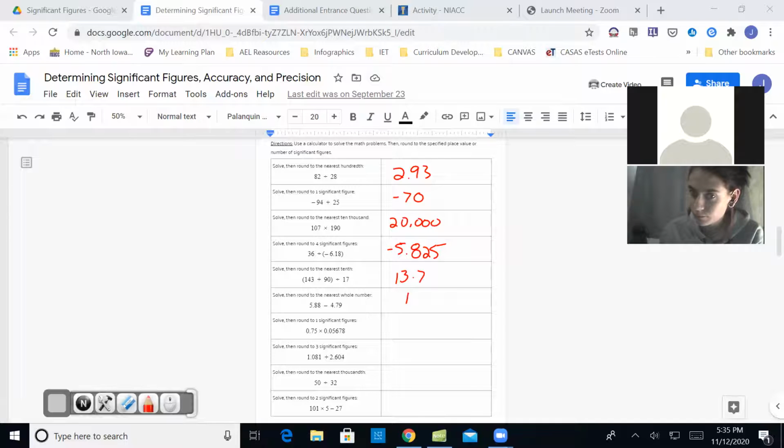The next one says to round to one significant figure. This one you have to think about your zero rules a little bit. If a zero is in front of a decimal number, it usually doesn't count. So 0.04, those two zeros don't count. So it's 0.04.